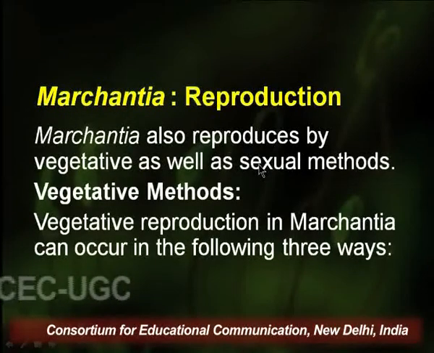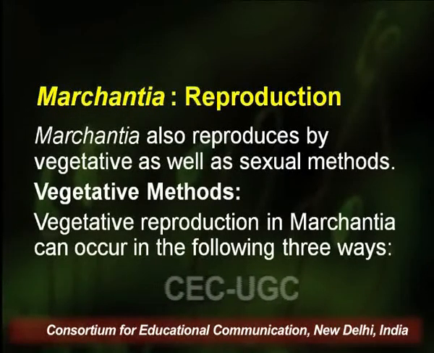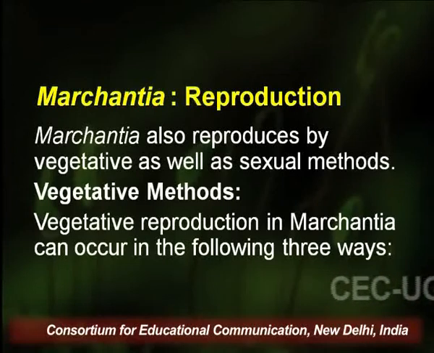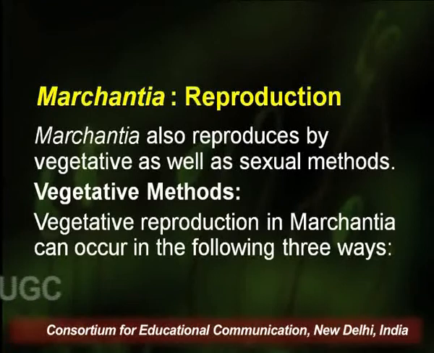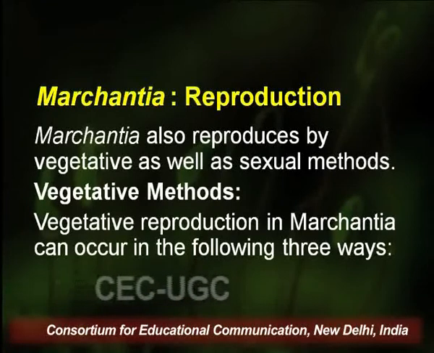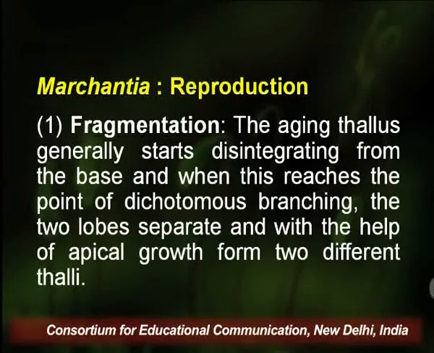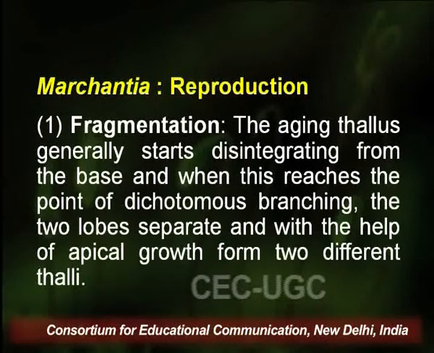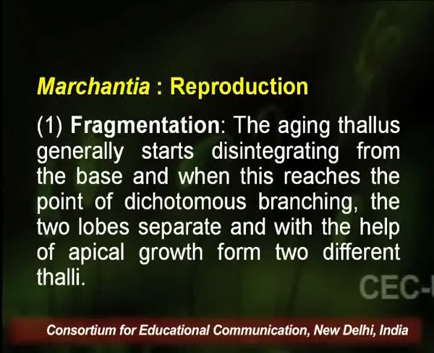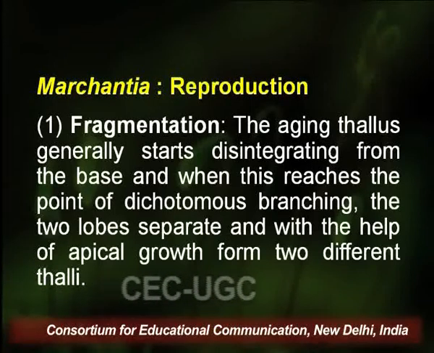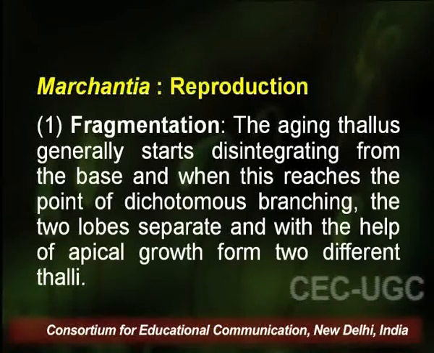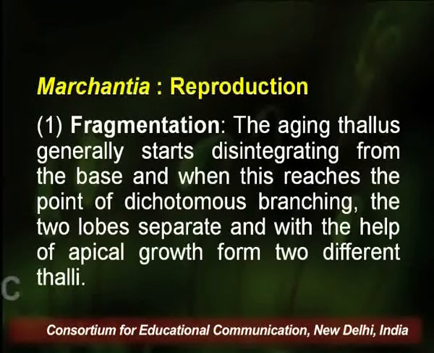Now let us talk about the reproduction in Marchantia. Marchantia reproduces vegetatively as well as sexually. The vegetative reproduction in Marchantia can occur in 3 different ways. The first and most prominent is fragmentation. In an aging thallus, the thallus generally starts disintegrating from the base, and when this reaches the point of dichotomous branching, the two lobes separate and, with the help of apical growth, form 2 different thalli.